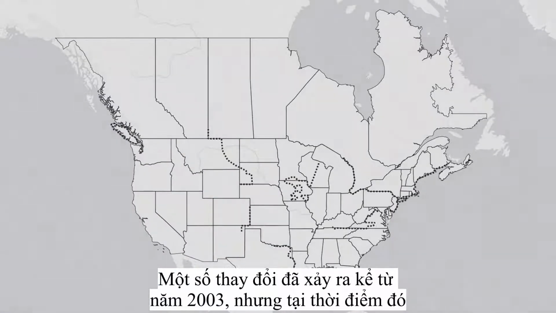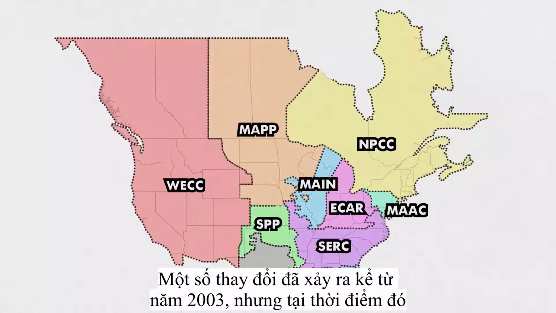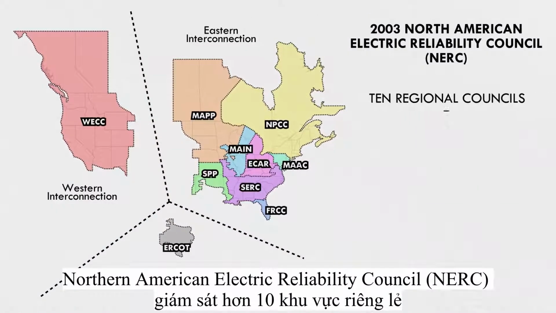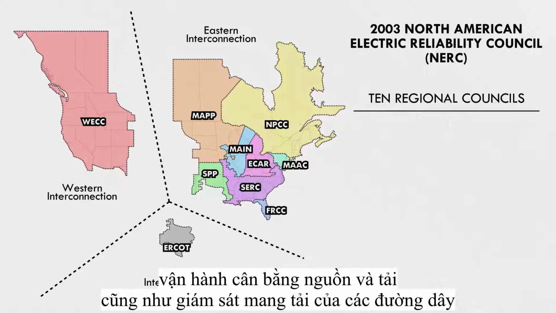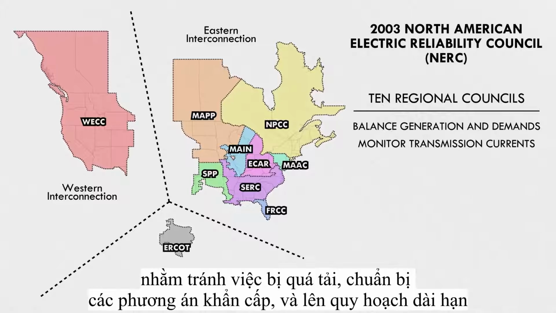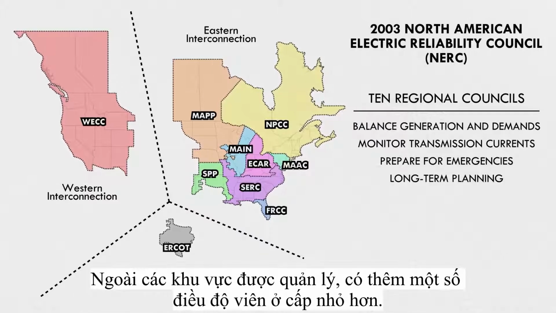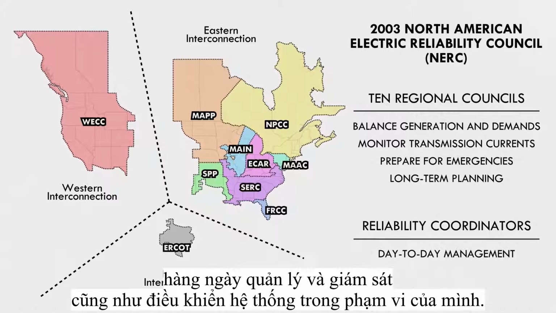Things have changed somewhat since 2003, but at the time, the North American Electric Reliability Council, or NERC, oversaw 10 regional reliability councils who operated the grid to keep generation and demands in balance, monitored flows over transmission lines to keep them from overloading, prepared for emergencies, and made long-term plans to ensure that bulk power infrastructure would keep up with growth and changes across North America. In addition to the regional councils, there were smaller reliability coordinators who performed the day-to-day grid management and oversaw each control area within their boundaries.